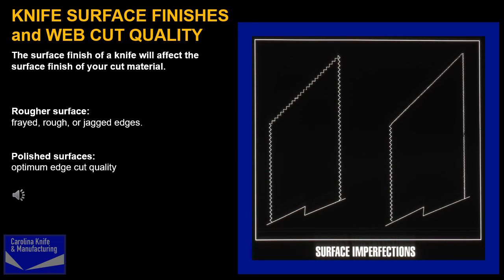The surface finish of a knife will affect the surface finish of your cut material. Rougher surface finishes on a blade act as a sanding agent against the web you are slitting, causing frayed, rough, or jagged edges. Critical surfaces should be polished.